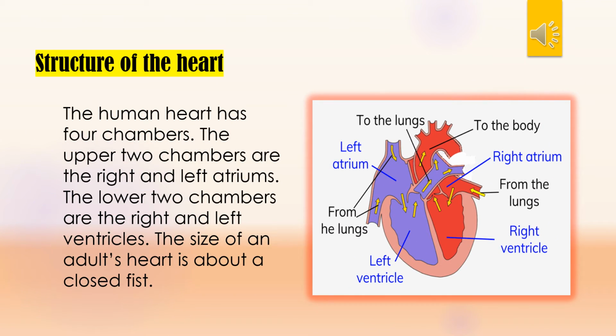Structure of the heart. The human heart has 4 chambers. The upper 2 chambers are the right and left atriums. The lower 2 chambers are the right and left ventricles. The size of an adult heart is about a closed fist.